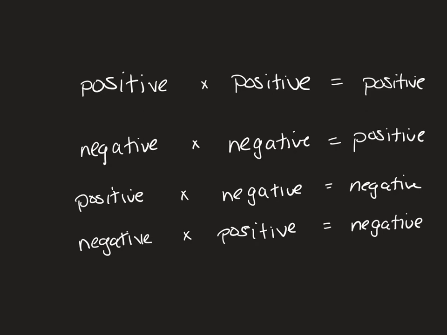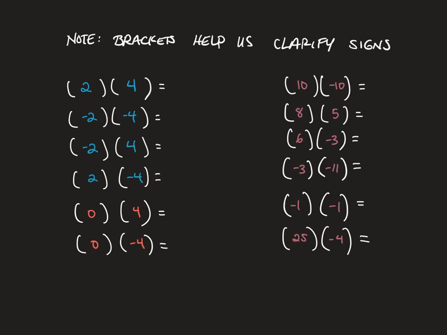However, if you multiply a positive by a negative or a negative by a positive, your result will be negative. So essentially, when the signs match, positive times positive or negative times negative, the result will be positive. But when the signs are mismatched, positive times a negative or negative times a positive, your result will be a negative. Let's try a few examples.